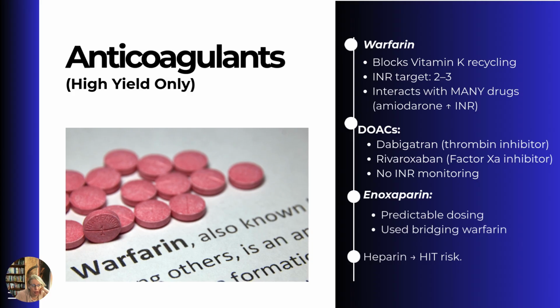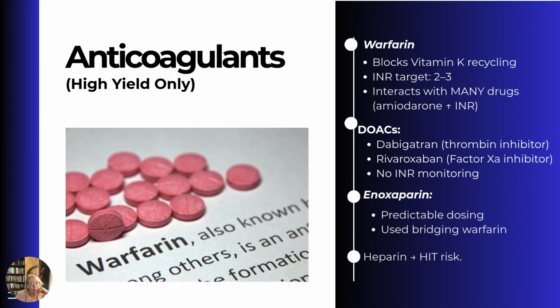Okay, so those are our lipid lowering. Now we have anticoagulants. These are high yield only. You're only going to use these if there's been an event and we need to break down the blood coagulation potential.